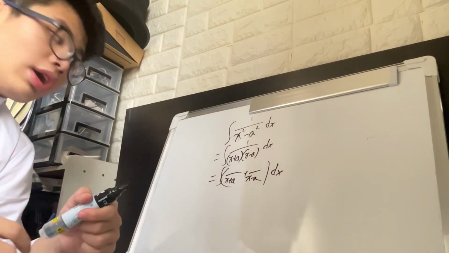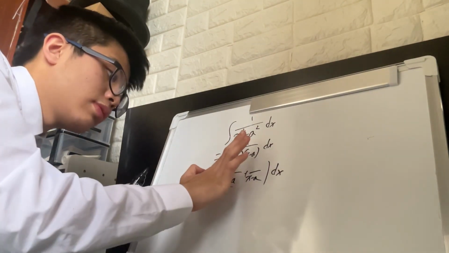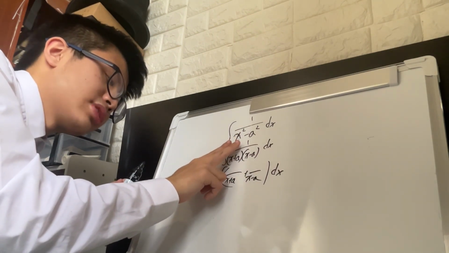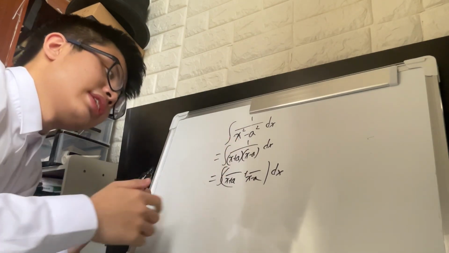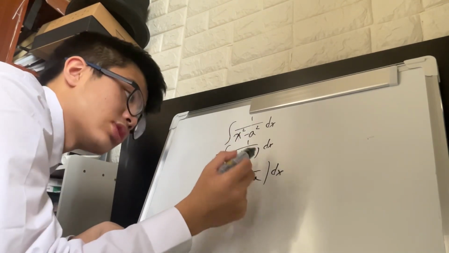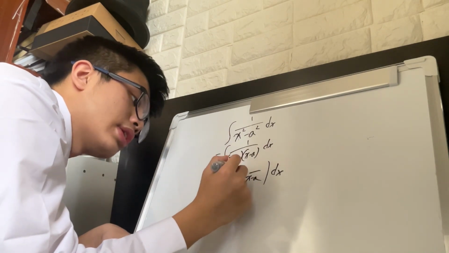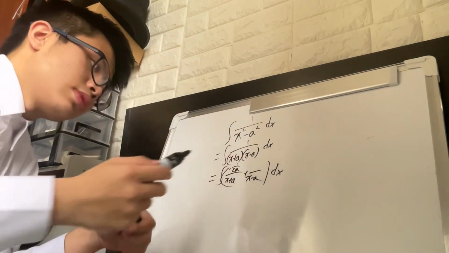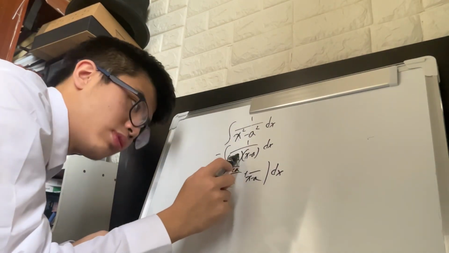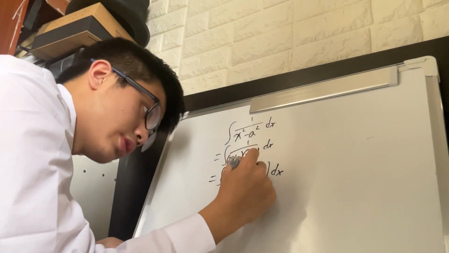How can we figure out the numbers here? We're going to use our cover-up method. We cover up our x plus a here. How can we let x plus a equal 0? x needs to be negative a. So put negative a inside, and you get 1 over negative 2a, so negative 1 over 2a. And then how can we let x minus a equal 0? Put a inside, so 1 over a plus a, you get 1 over 2a.